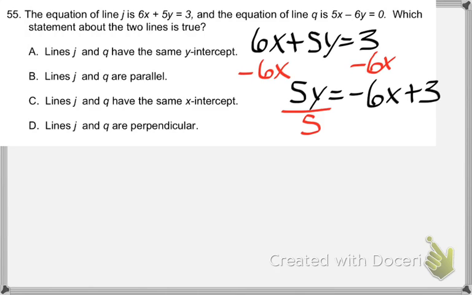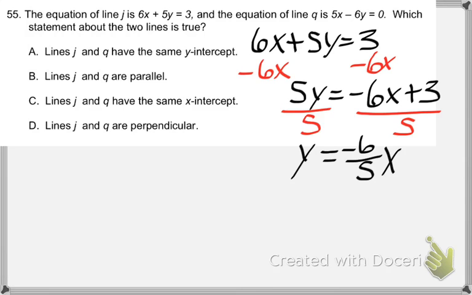Alright, and then divide both sides by 5. Okay, and if we do that, we have y equals, our slope is what you have right here, negative 6 over 5. So our slope is negative 6 over 5x, and then our y-intercept is this one, 3 divided by 5, which is just 3 over 5.